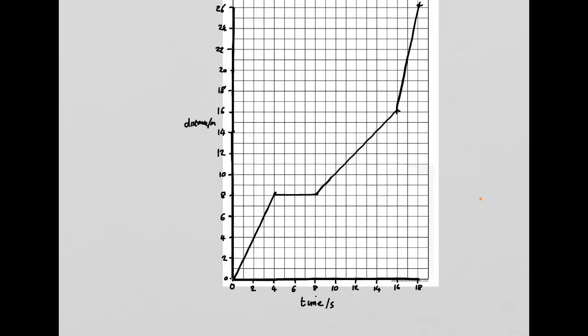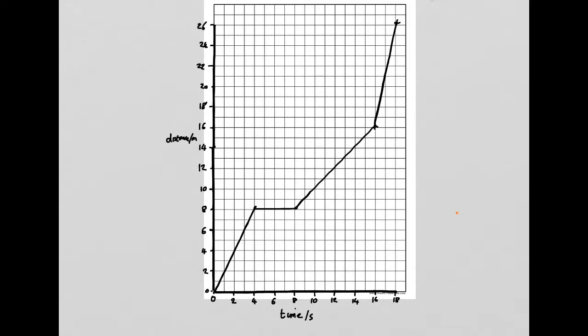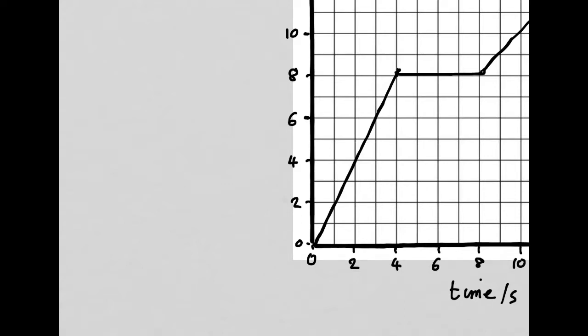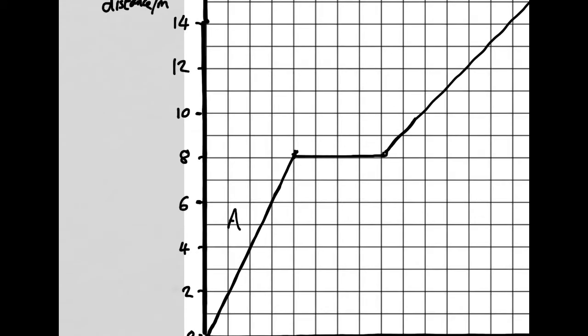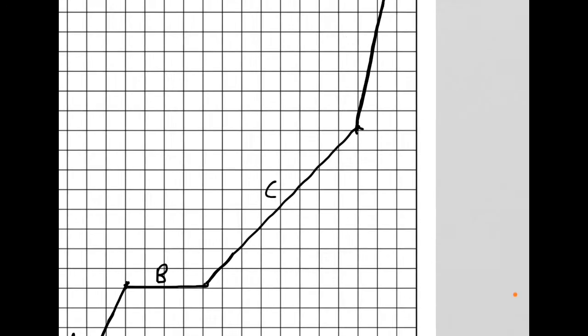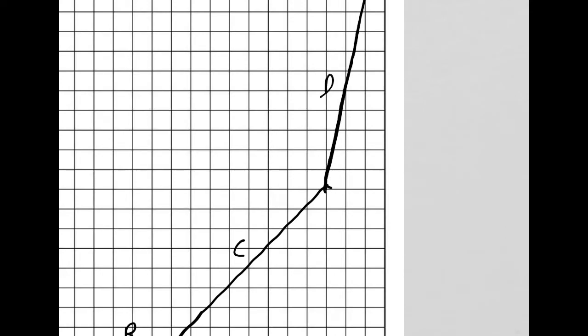Right, so I've plotted a proper distance time graph here for an object. Okay, so let's have a look at these sections. In this first section, let's call this section A, it's moving at a constant speed. Okay, so the object is moving, and then in section B, it stops for a bit. In section C, it moves a bit slower than it did in section A, and in section D, it suddenly starts moving very, very quickly.